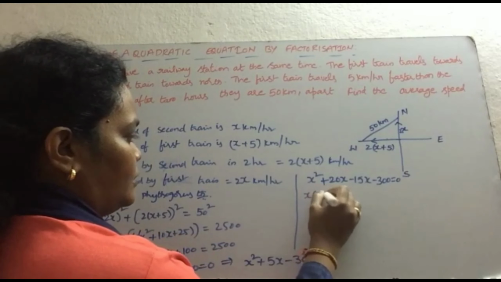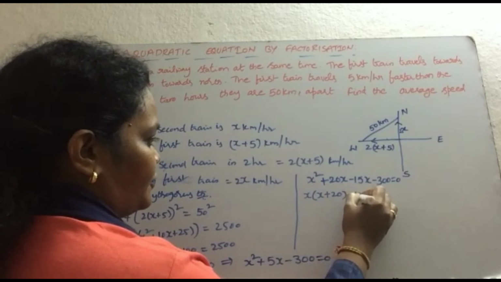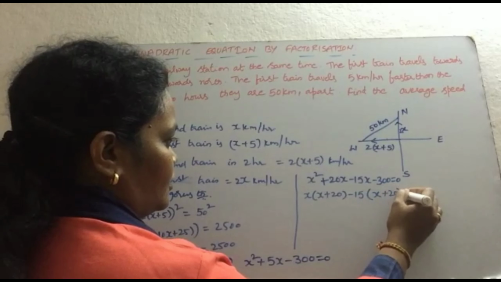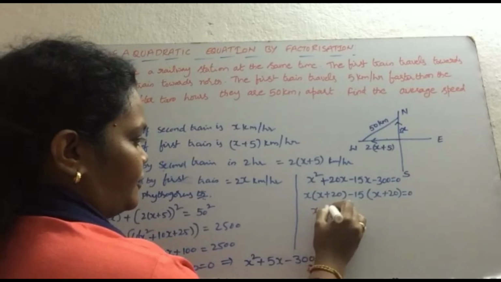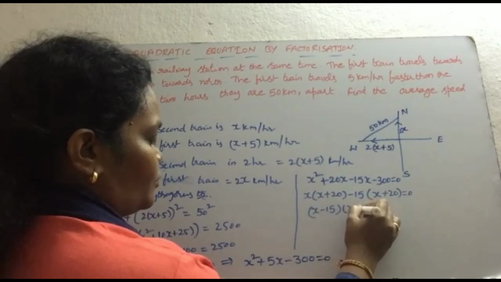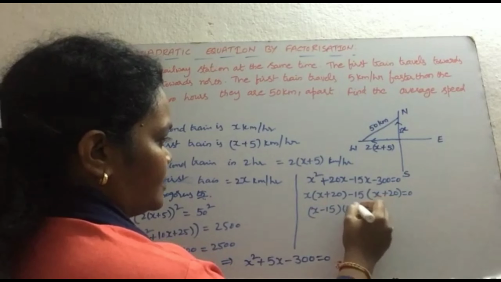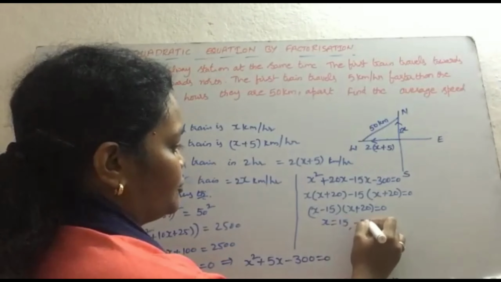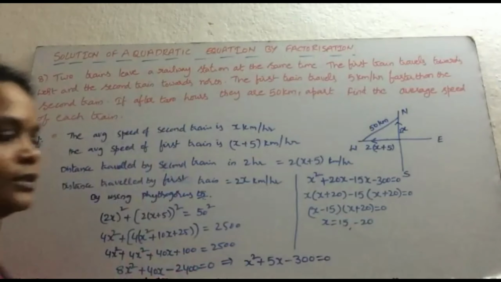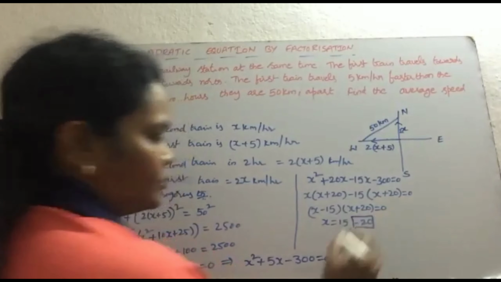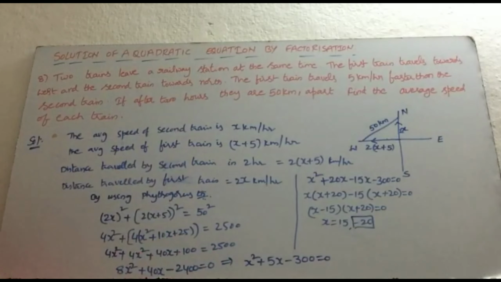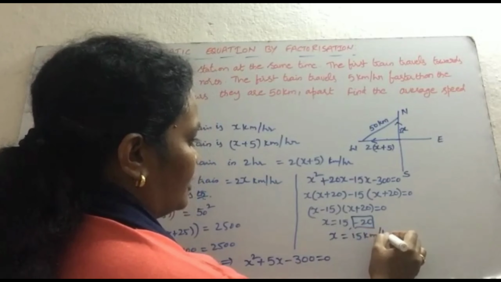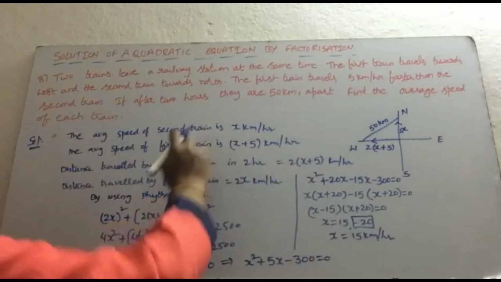So x into x plus 20, minus 15 I will take common. So x plus 20 into x minus 15 is equal to 0. So x is equal to 15 comma minus 20. But we are not taking the negative value. So that means x equal to 15 kilometers per hour. What is x? The speed of second train.